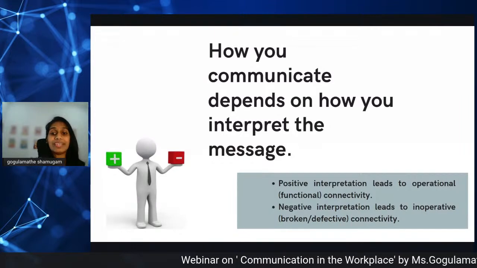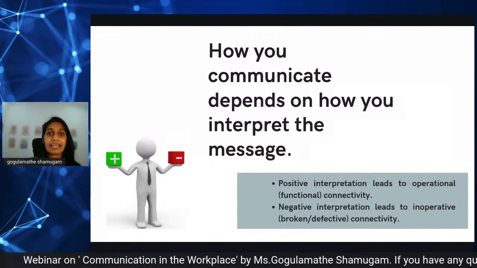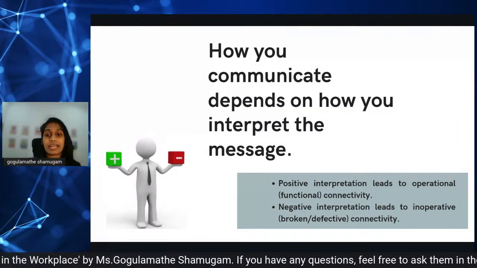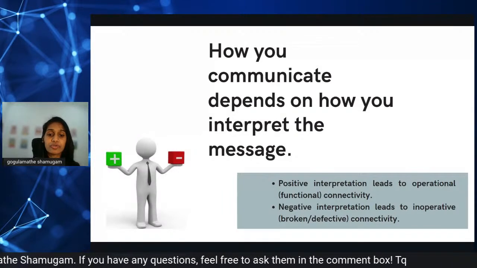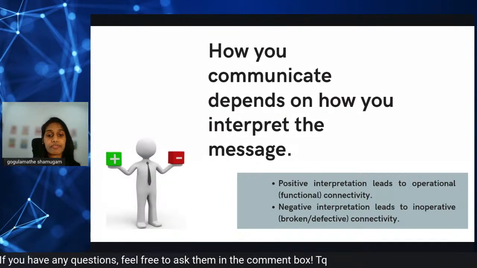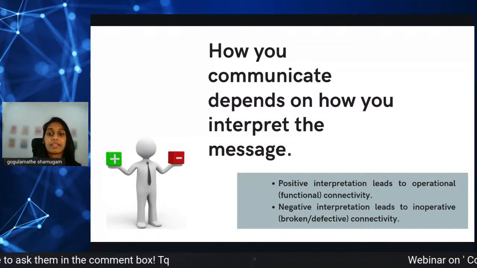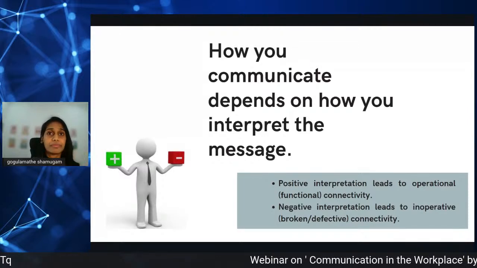Positive interpretation will lead to operational connectivity, which means that you will build a functional connectivity. Negative interpretation will lead to uncooperative or broken or defective connectivity. Right? So how you communicate, like I mentioned, basically depends on how you interpret.